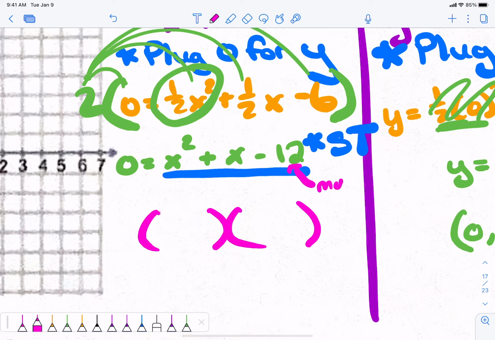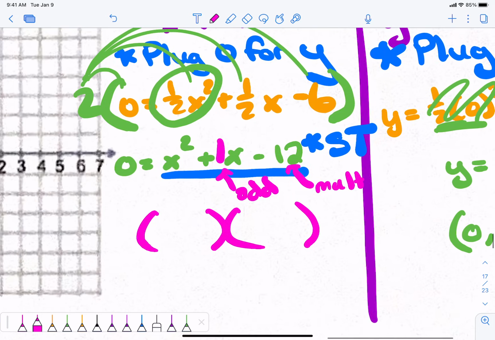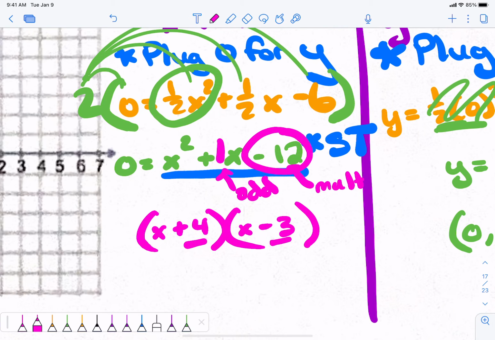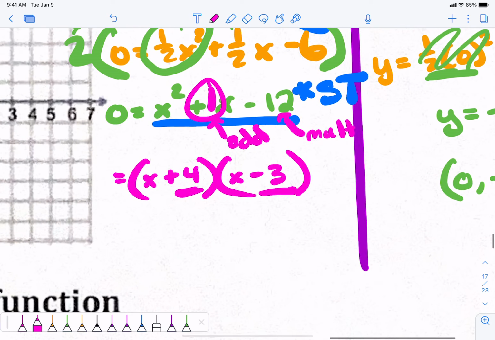We're trying to multiply to get -12, but when I add them, what's that number in front of that x? 1. Multiply to get -12 and add to get 1. What combination of 3 and 4? Positive 4 and -3. Let's check that. Does positive 4 times -3 give me -12? Yes. Does positive 4 minus 3 give me positive 1 when we add them? Yes.